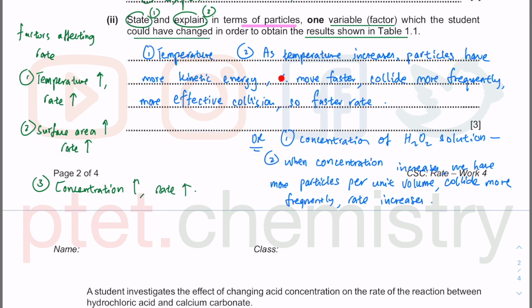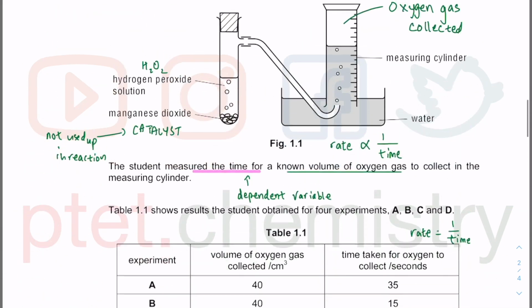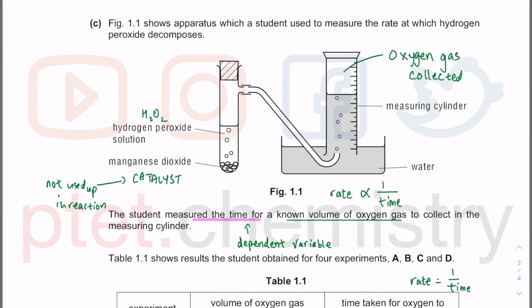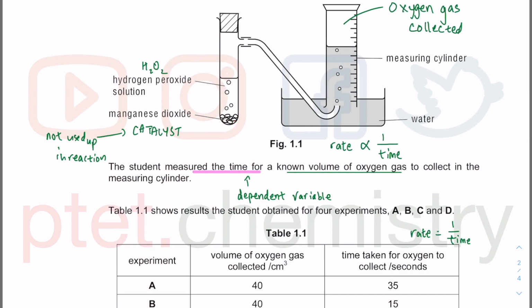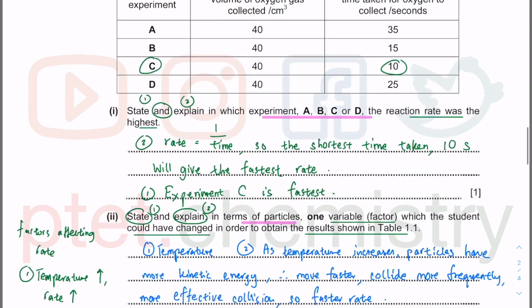It could also be the surface area of the catalyst. Your reactant here is actually hydrogen peroxide and the catalyst is not a reactant, but you could change the surface area of the catalyst, and a finely powdered catalyst will obviously give you a faster rate of reaction compared to a catalyzed reaction using a lumpy form of the catalyst.